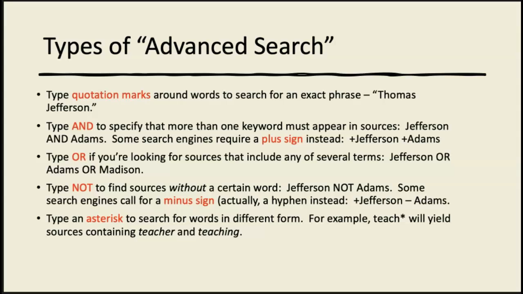You can also use an asterisk. This is another technique that creates a different search result. Let's say you use the word teach with an asterisk. This is going to yield sources containing derivatives of the word teach. So it's not just going to get me results that say teach, but results that have teacher, teaching, as well as teach. So you've got the word teach, but that asterisk means you're going to get other forms of that word as well.